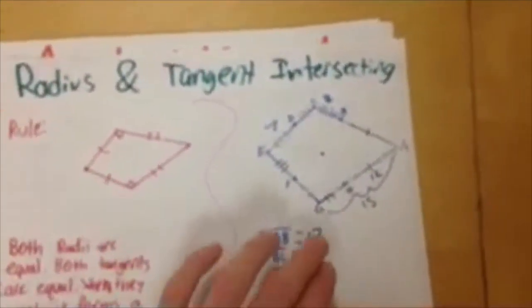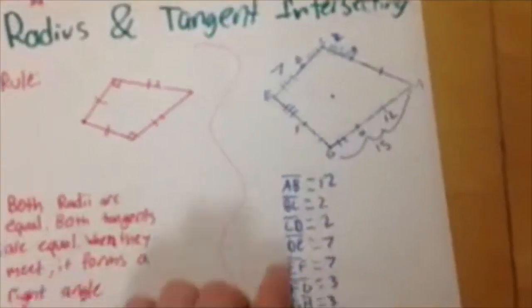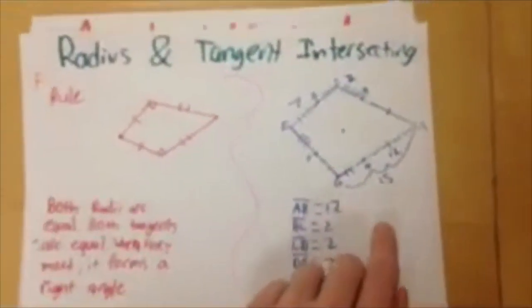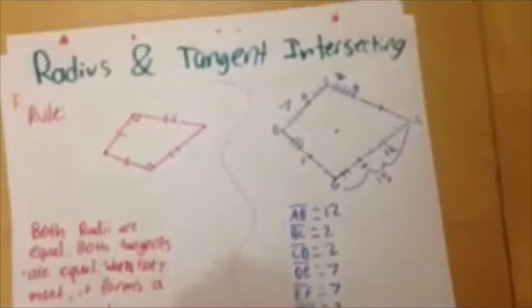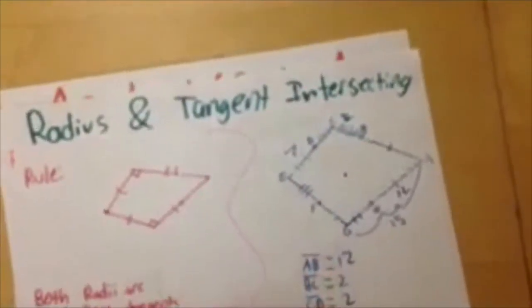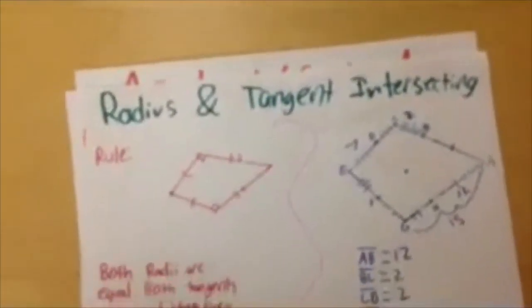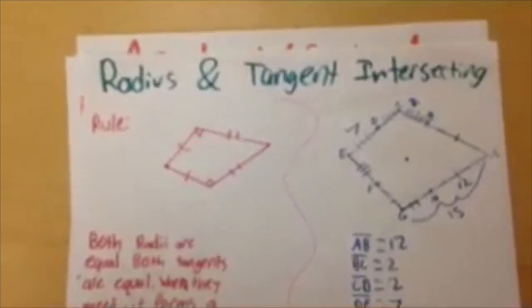GH and side FG are both equal, and so they are each 3, because the whole line AG is 15, and 15 minus 12 is 3. And now, line CB is equal to line DC, and since line BC is 2, line DC is also 2.